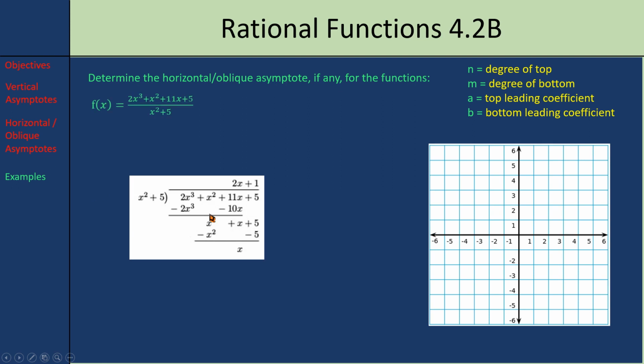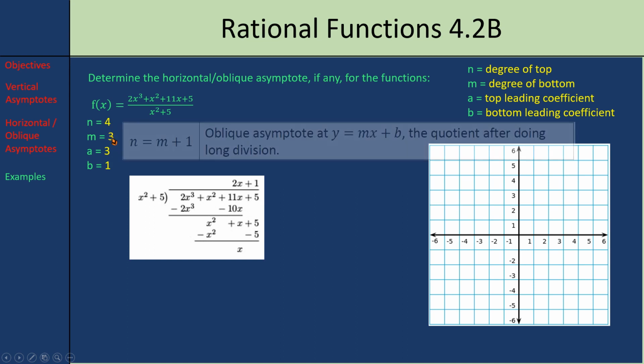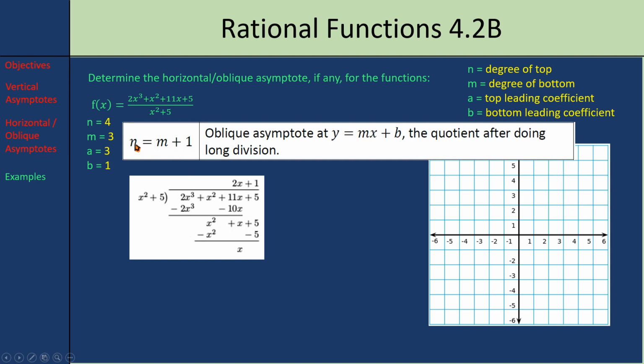Last example. Oof, messed up again. So here is the equation. Write this down. Now you look at your n, m, a, b. n is 4, m is 3. So what does that tell me to use? I have to use n is equal to m plus 1. If it's 1 bigger, then you use this one, because 3 plus 1 is 4. So you have an oblique asymptote, and you have to do long division to find it.